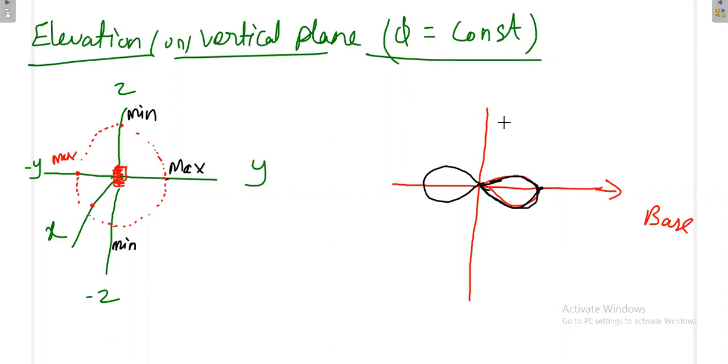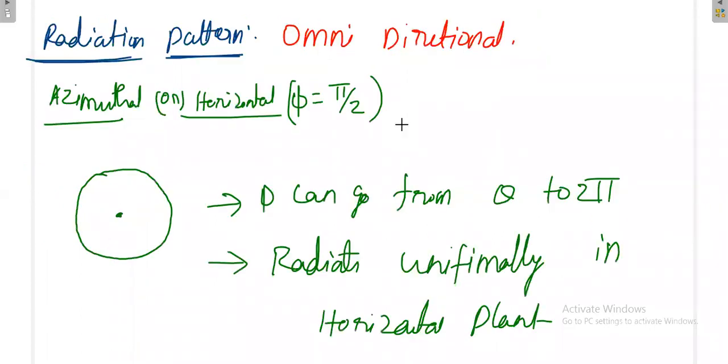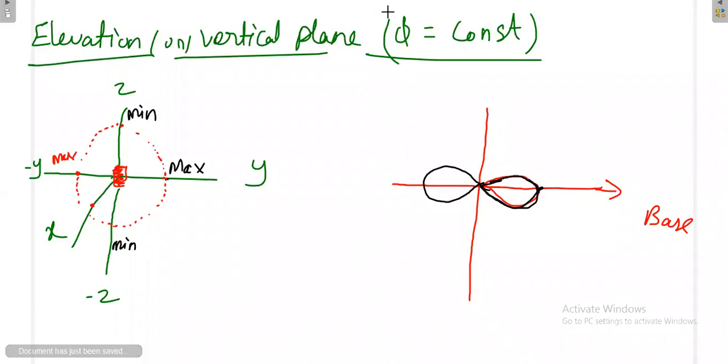So in the horizontal plane you are getting a circle. The horizontal plane diagram is like a circle, but in the vertical plane you are getting a figure of 8 shape. Then once you have these two plane natures, once you rotate in a proper manner, finally you'll get the 3D radiation pattern.